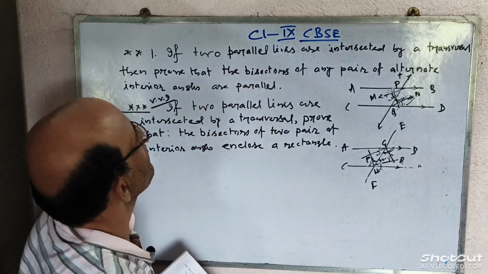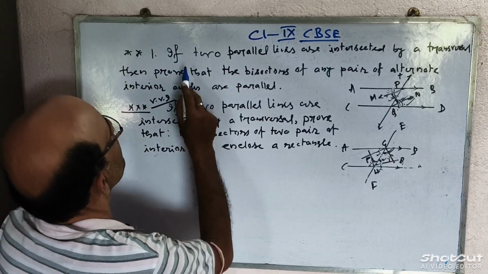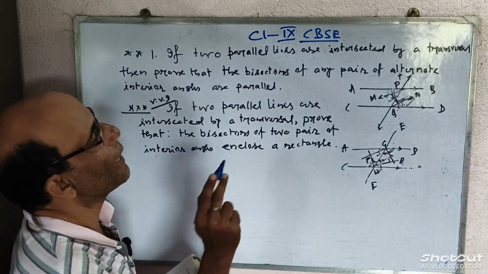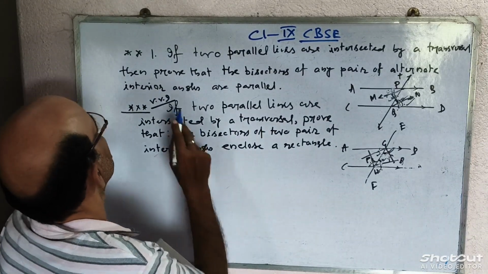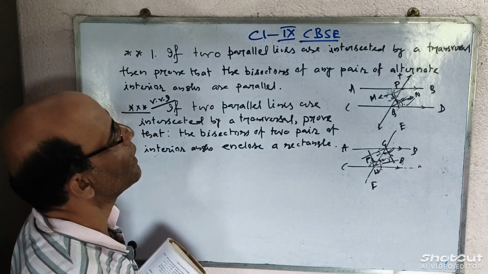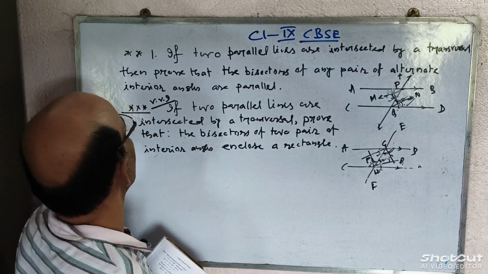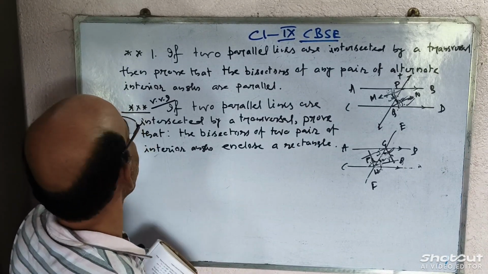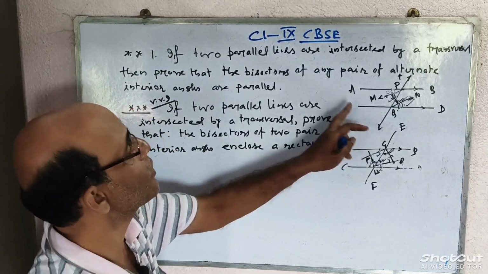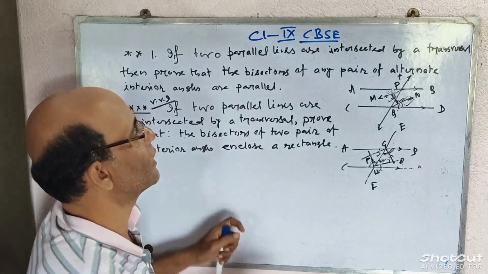Two sums are written on the whiteboard. If two parallel lines are intersected by a transversal, then prove that the bisectors of any pair of alternate angles are parallel. The figure is not given, you have to draw the figure.